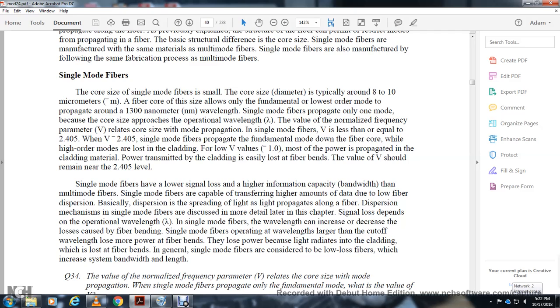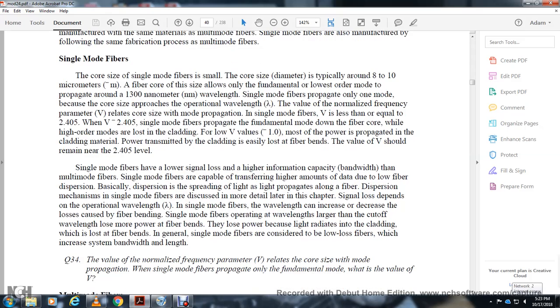Basically, dispersion is the spreading of the light as it propagates along the fiber. Dispersion in single mode fiber will be described in more detail later in the chapter. Signal loss depends on the operational wavelength, and in single mode fiber the loss can increase with wavelength. Single mode fibers that operate at wavelengths larger than the cutoff wavelength have lower bend loss. Generally, single mode fibers are considered low loss fibers, which increases system bandwidth and length.